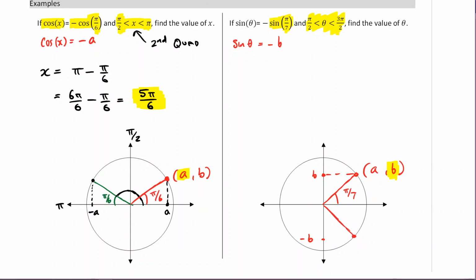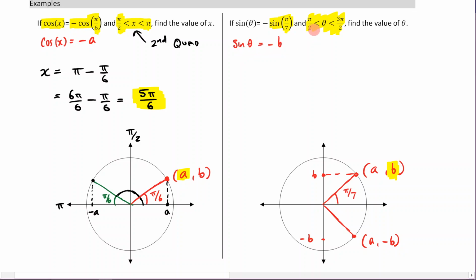And I know that is what I know. And let me just quickly draw it in. So what I'm saying here is that this is going to be a negative b. Okay, so we have to find sine of theta equals negative b.